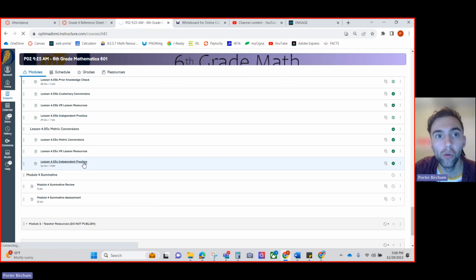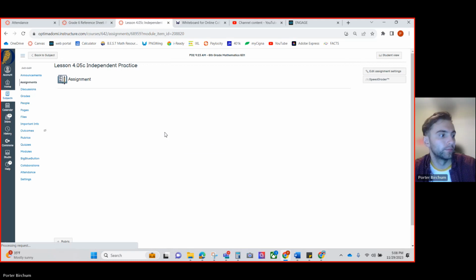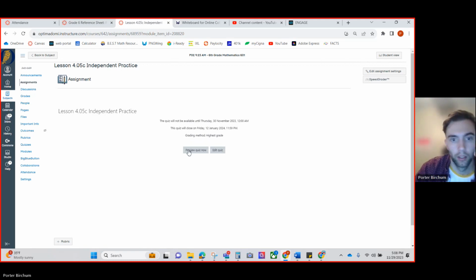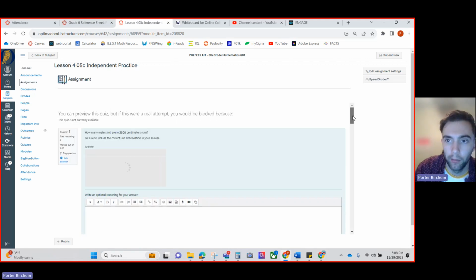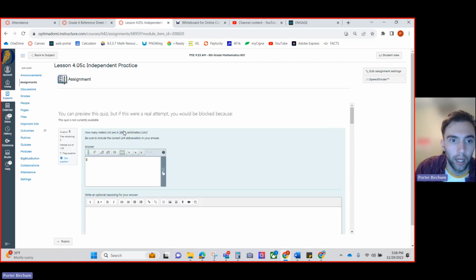Open up the homework. Preview quiz. All right, how many questions we got? 7. Question 1. How many meters are in 2,000 centimeters? Be sure to include the correct unit abbreviation. So our answer is going to need space M in the answer after the number.